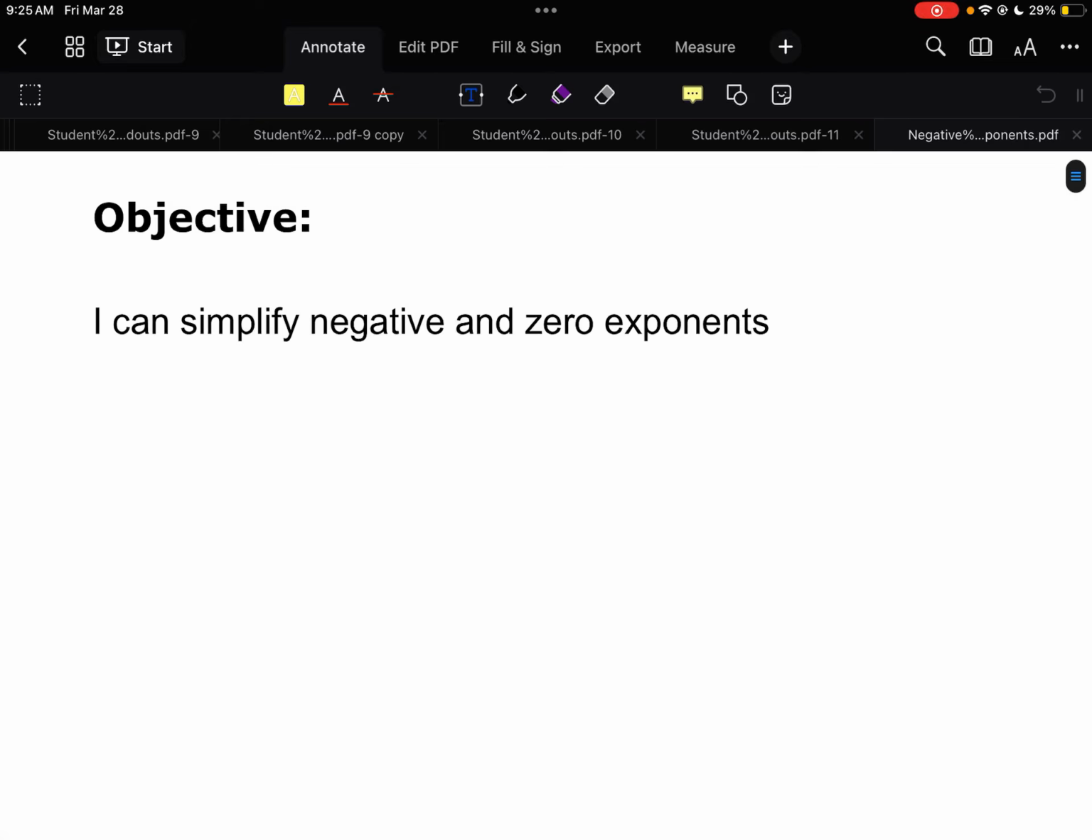All right, today we are going over simplifying negative and zero exponents. So if you want to pause and write this down as your objective, go ahead and do so now.